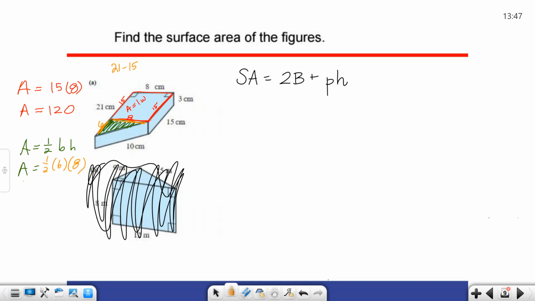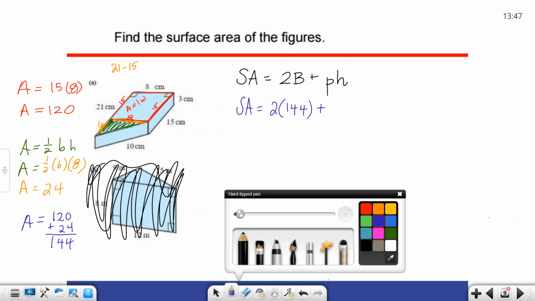And 1/2 of 48 would be 24. So the area of this particular base over here is going to be 120 plus 24, which is going to make it 144. So my surface area is going to be 2 times 144 plus... All right, so that's how we're going to start.